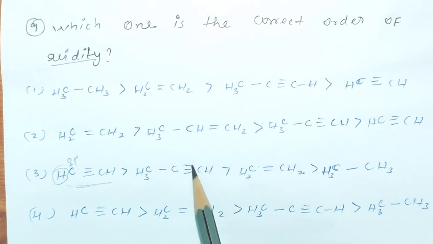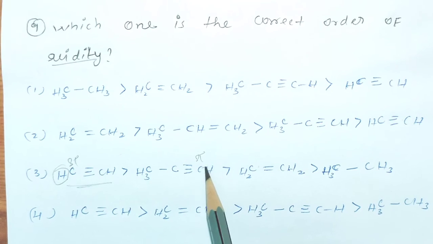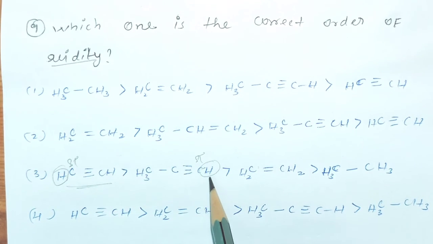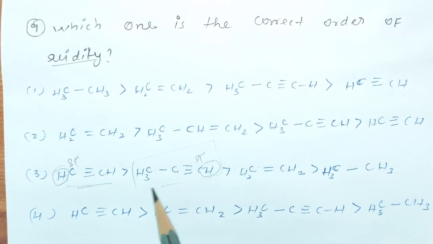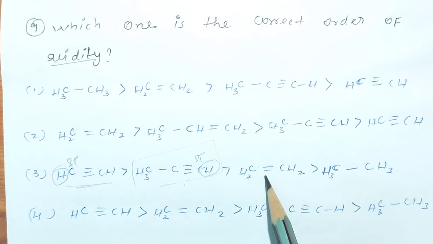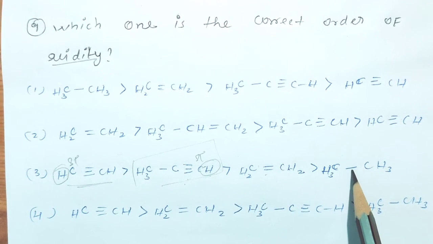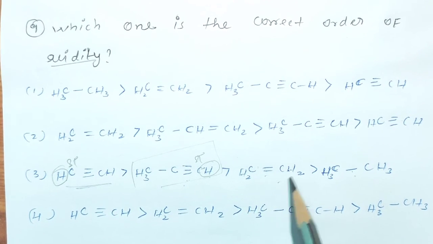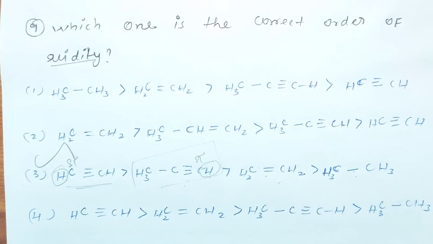Next one, here a triple bond is present. This one is an sp carbon, and here one hydrogen is present, so this comes under a more acidic carbon. The next compound is also more acidic. In the next one a double bond is present, here a single bond, so compared to this one it is the more acidic compound. So the third one is the right option.